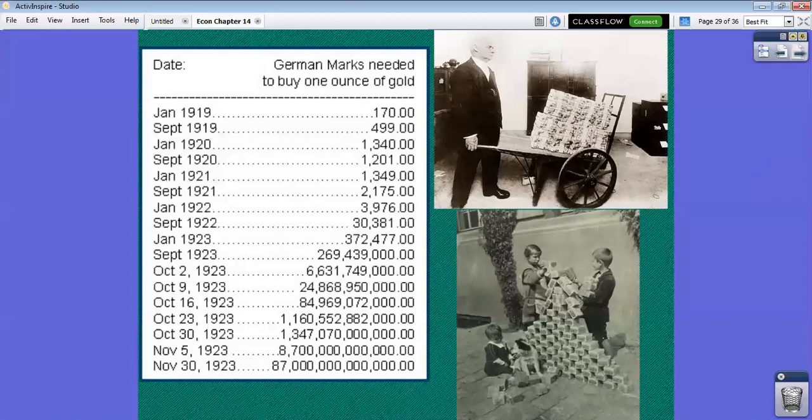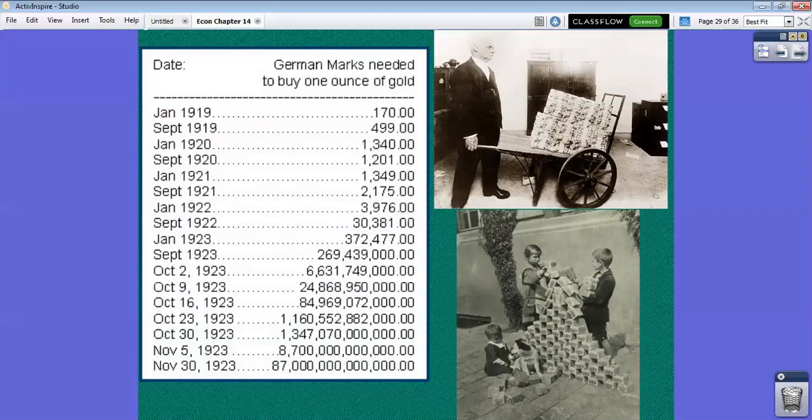Here's the chart that you might have seen in your world history textbook. This is the Weimar Republic. It tells you in January 1919 that 1 ounce of gold cost 170 German marks. But if you look down at the very bottom at November 30th, 1923, so we're looking at 3 to 4 years later, $87 trillion for an ounce. So you can see this definitely was hyperinflation.